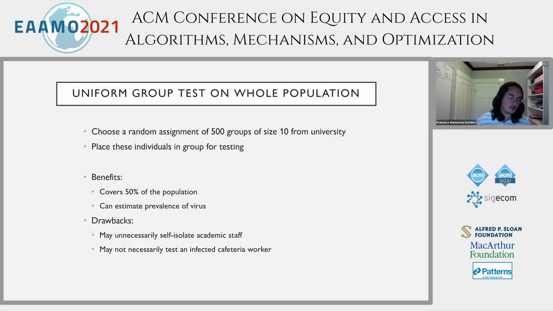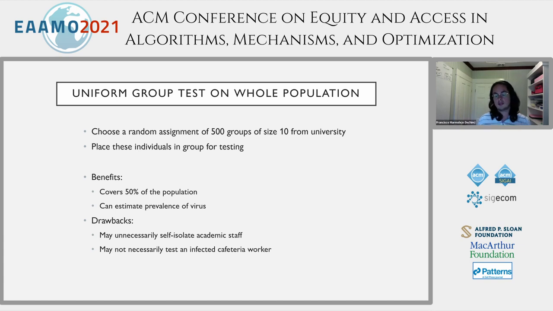Now, okay, so now let's try to implement the functionality that we gained from group testing. So now let's say we have groups of size 10. Let's pick a random assignment of 500 disjoint groups of size 10 from the university and perform group tests on each of them. Now, the benefit of this is that we cover half of the population, and if done randomly, we can estimate the prevalence of the virus.